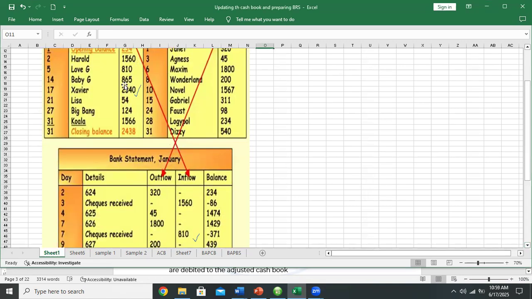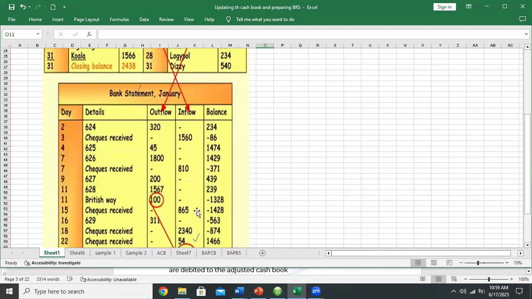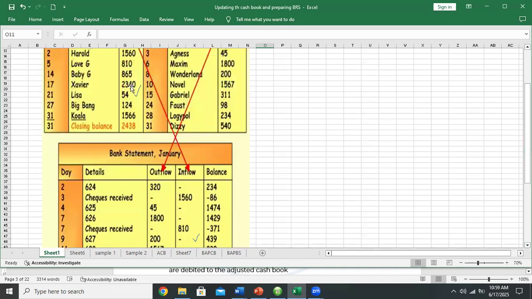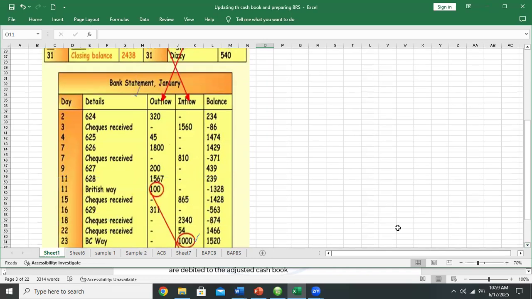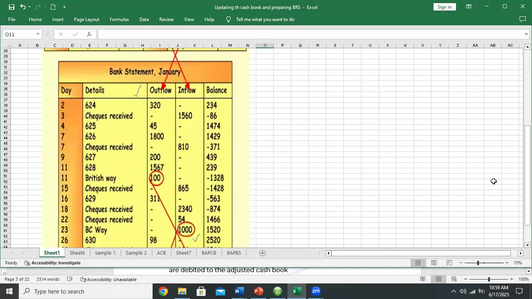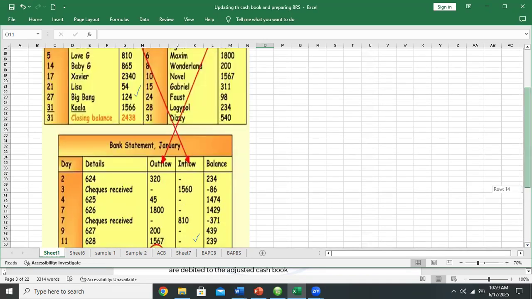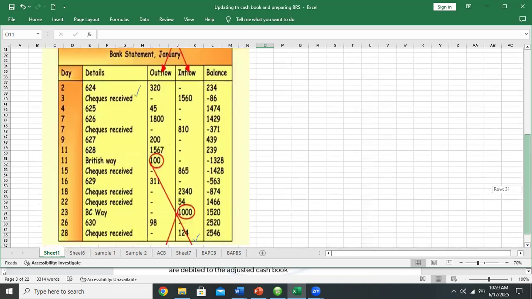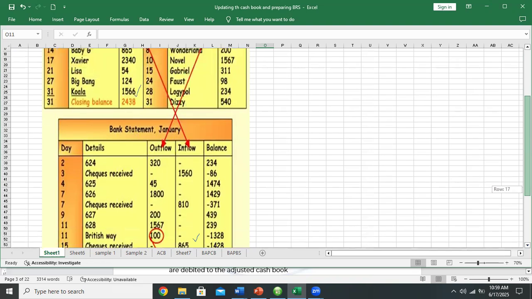Let's go to the next one, Baby G, 865. So go. You see another 865, right? Check received. So Baby G has also been credited. You go to Xavier, 2,340. Let's check the bank statement. Yes, it is there, 2,340. The next one is Lisa, 54. Yes, we have Lisa, 54. We have Big Bank, 124.